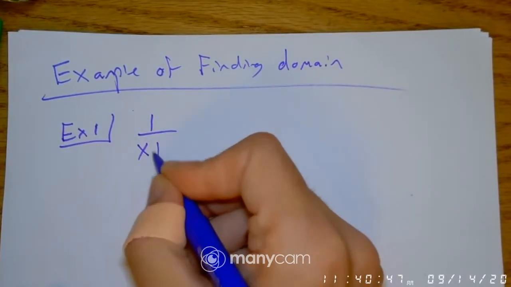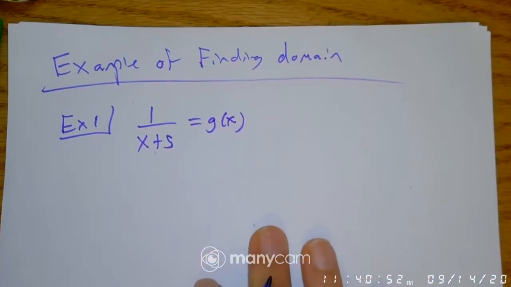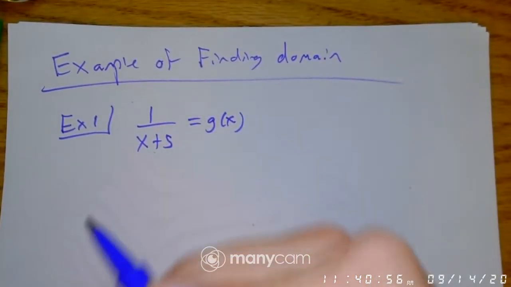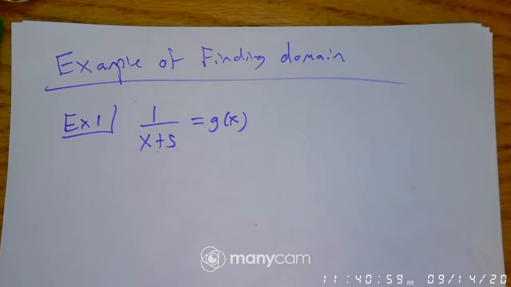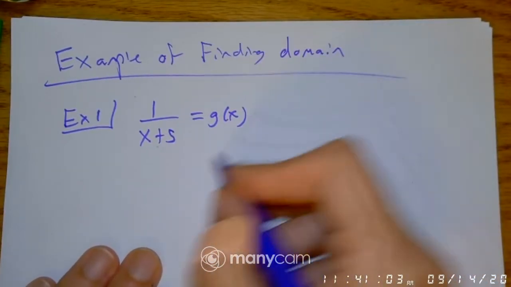1 over x plus 5. Okay. So you need to know parent functions. That's what we're talking about next class. You need to know parent functions. Okay. So here, in a rational function, you can't divide by 0.